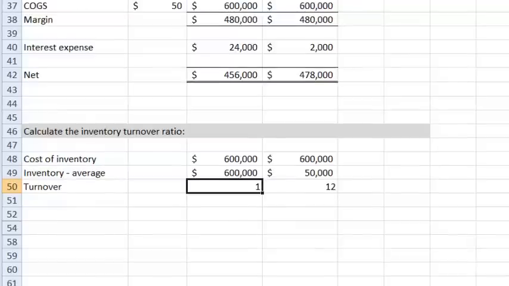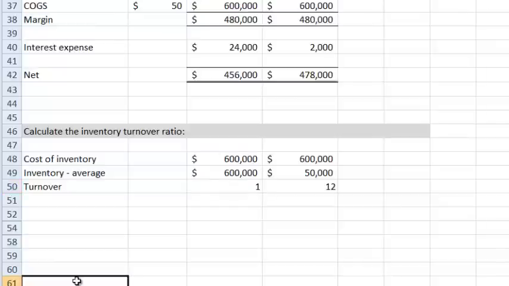In a future video, we'll explore how one must be careful to make appropriate corrections to ratios in order to get results that make sense. Let's stick with this calculation of turnovers. Store 1 having a turnover of 1, store 2 having a turnover of 12. And we can now begin to see some logic behind the importance of calculating the inventory turnover.